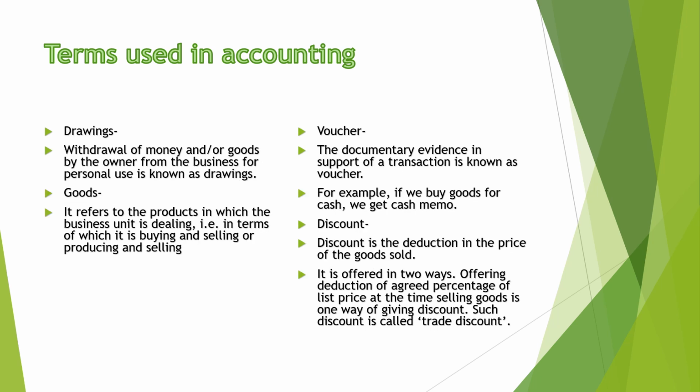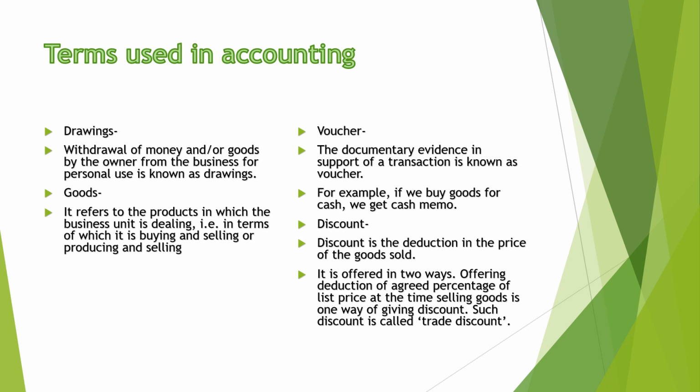So next one is what is drawing. For personal use, the owner takes out money from the business, that is called drawing. And goods refers to the product which is meant for reselling purposes, for making a profit. What is a voucher? This is the fundamental and basic evidence and document for entering into the journal and cash book. When we are buying goods, we receive the cash memo or bills, and when we are depositing cash into the bank, we make a pay-in slip.